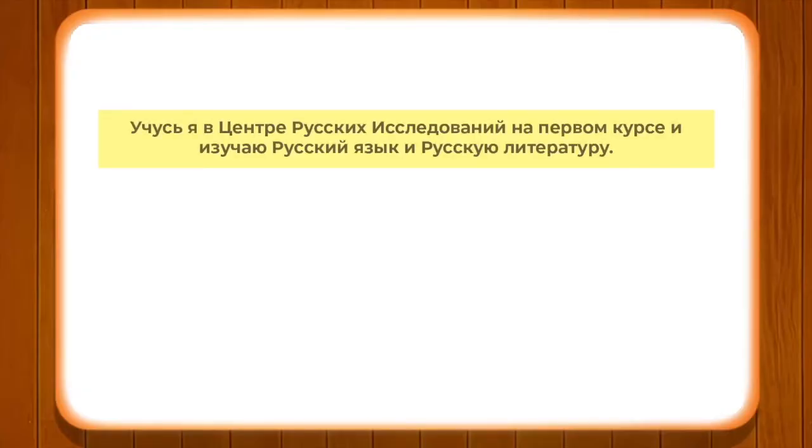Here you can see how we have used the adjective университетский городок into the prepositional университетском городке. Then we have the expression учусь я. However, in Russian we always start with я учусь, but to give it a flavor of spoken Russian we have used учусь я в центре. So I study in the center, в центре русских исследований. Русских исследований is a plural form of русские исследования. Русских исследований на первом курсе, in the first year.